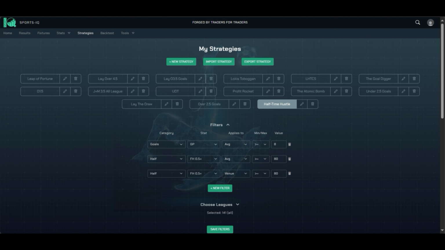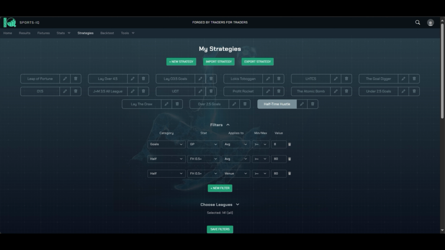Now that we've got the filters out of the way, this next part is essential. After setting up our first half goal filters, we add a unique twist by looking at the match odds market. And here is the rule. We only want games where the draw odds are above 5.0 at kickoff. This might seem specific, but it's crucial.